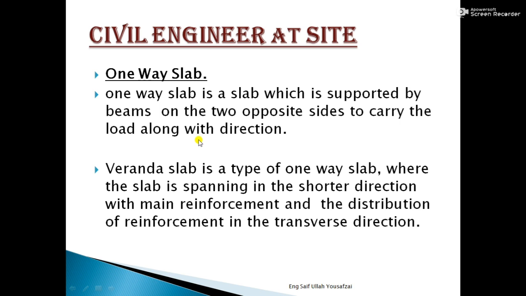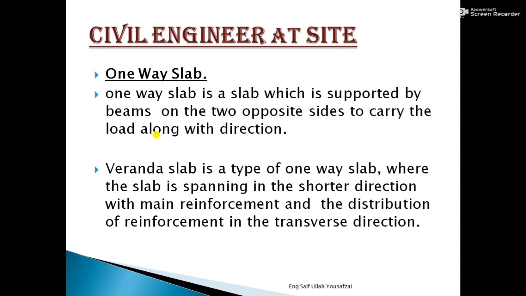First of all, we have to define what a one-way slab is. So the definition is: a one-way slab is a slab which is supported by beams on two opposite sides to carry the load along one direction. I will repeat it again. A one-way slab is a slab which is supported by beams on two opposite sides to carry the load along one direction.